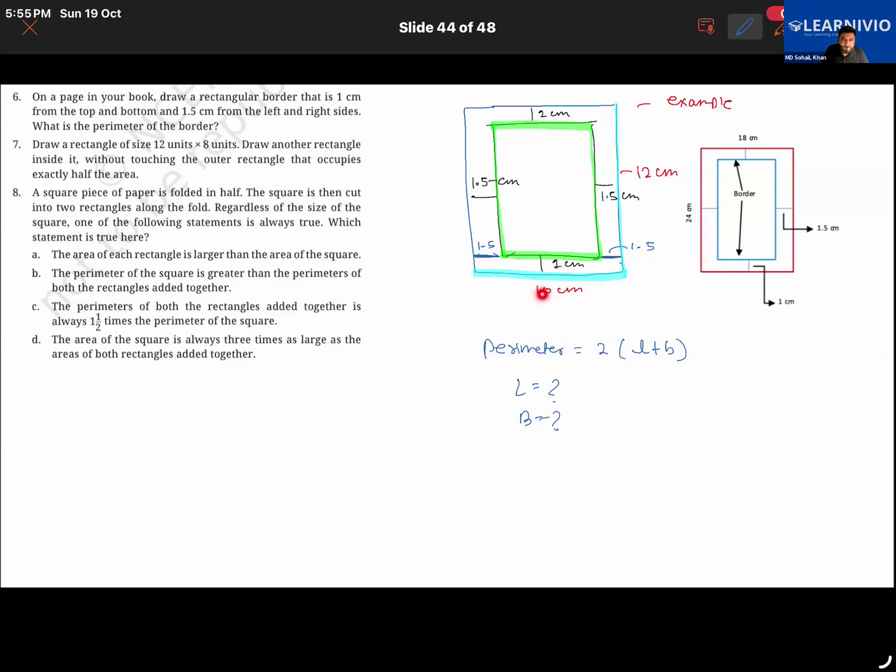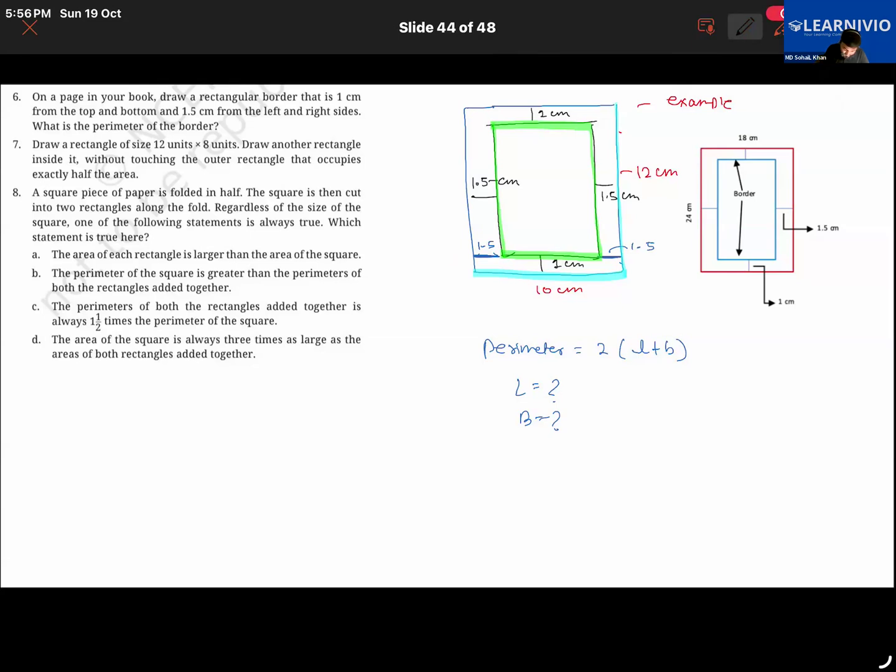Not getting what I'm trying to say. See, I'm saying that this much of length, look where I'm pointing, this entire length is going to be 10. Out of that entire 10 centimeter, you have been provided with 1.5 here and 1.5 here. So how do we find the remaining length?